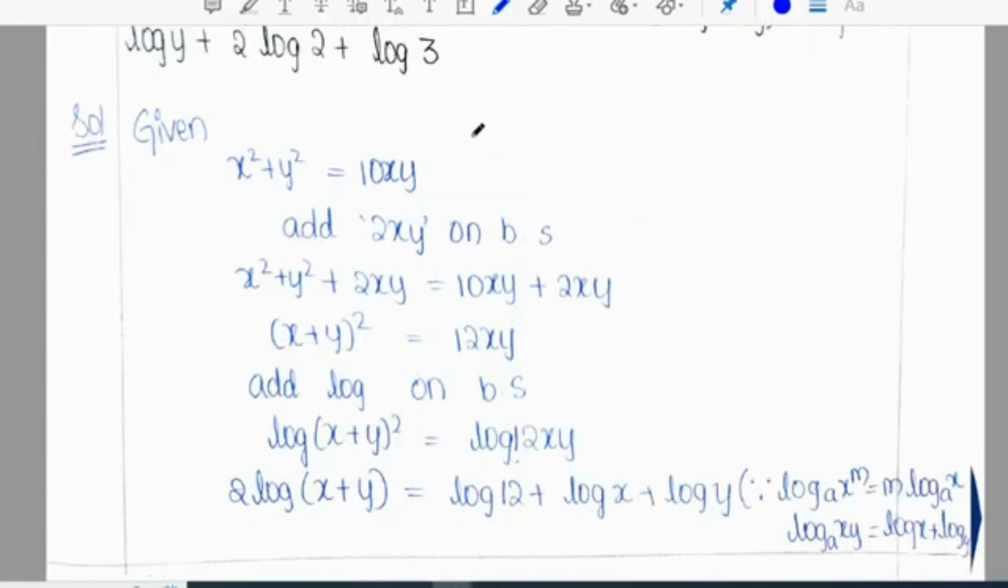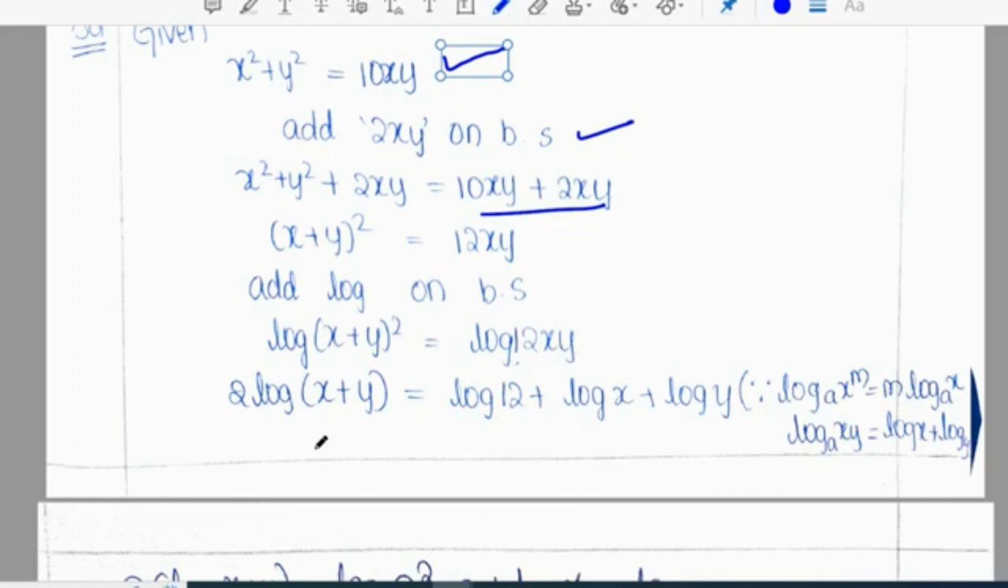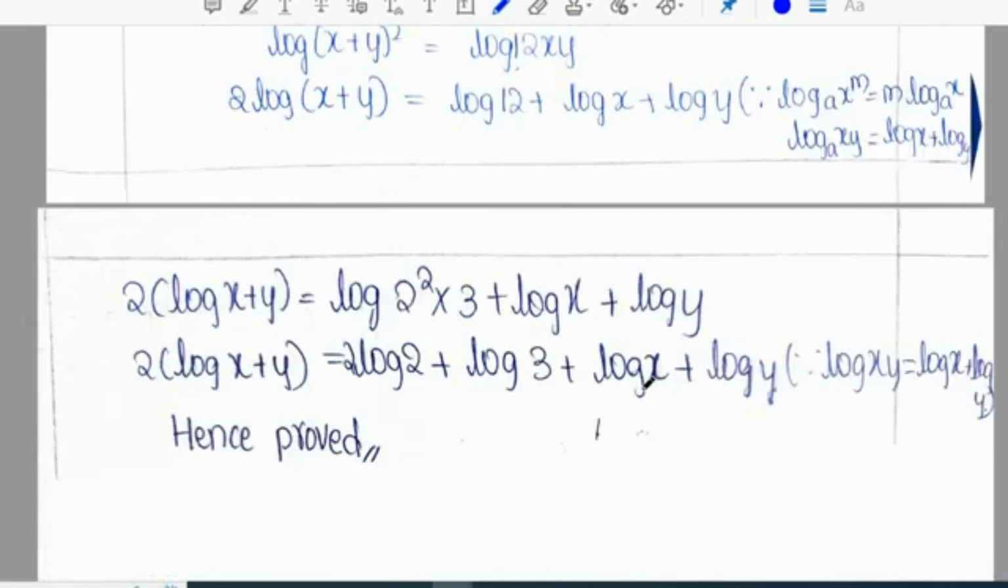Given x square plus y square is equal to 10xy, add 2xy on both sides. It will be in the form of (x plus y) whole square is equal to 12xy. So taking log on both sides, log (x plus y) whole square is equal to log 12xy. So 2 log (x plus y) is equal to log 12 plus log x plus log y. Applying the formulas, 12 can be expressed as 2 square into 3. So 2 log (x plus y) is equal to 2 log 2 plus log 3 plus log x plus log y, which is the answer.